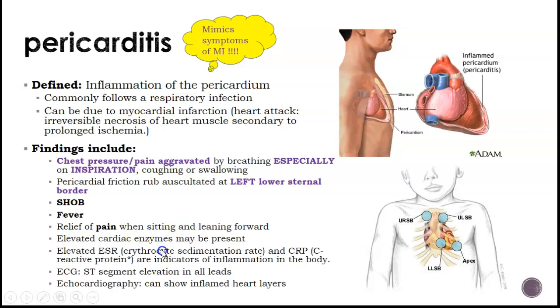The patient may have some elevated cardiac enzymes and elevated ESR or CRP, simply because these are going to be indicators of inflammation in the body. Your CRP is going to be a little bit more sensitive. EKG or ECG will show an ST segment elevation in all leads, and the echo will actually show the inflamed heart layers.